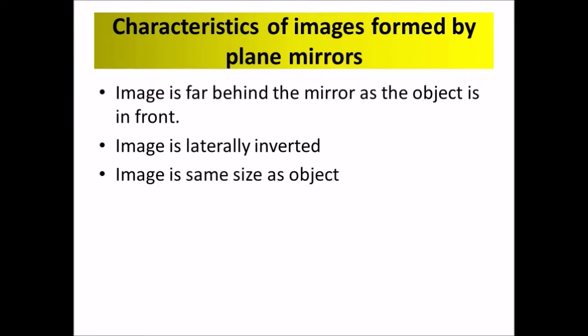Thirdly, the image is the same size as the object. So we have used the height to demonstrate this in the diagram. Then the image is upright, just the way the object is. Then the image is virtual, as you are going to see, the image is formed by projections of rays but not actual rays.